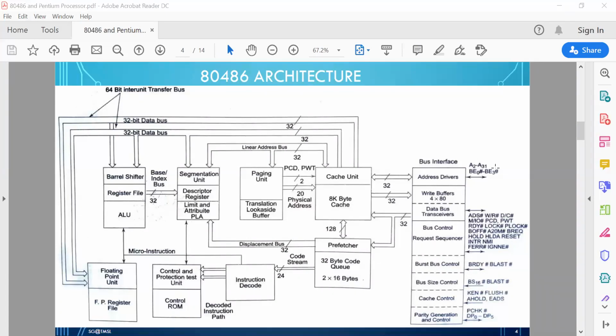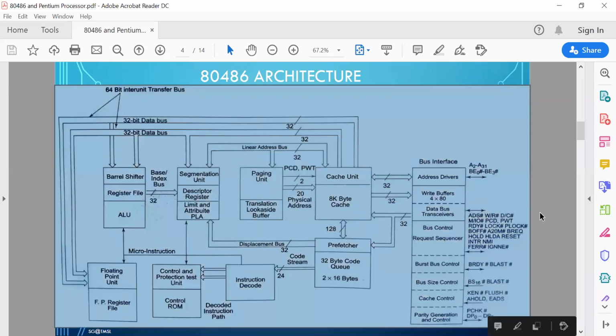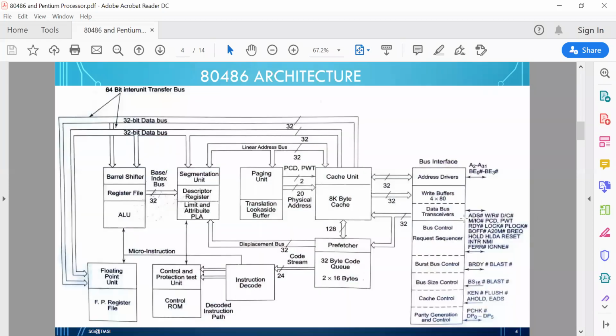Now different bus control signals are available if it is connected to any math coprocessor or numeric coprocessor. For the 80486 microprocessor, another coprocessor, the 80487 numeric coprocessor, is available. You can connect it for more accurate operation, more complex instruction execution, or for a complex system.